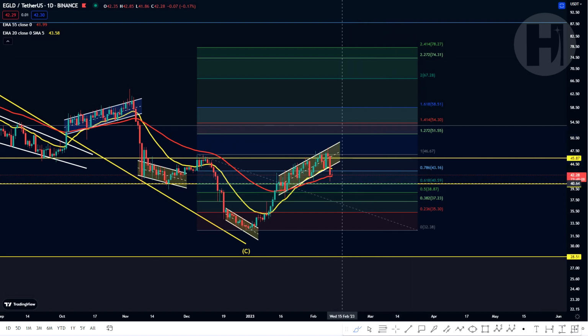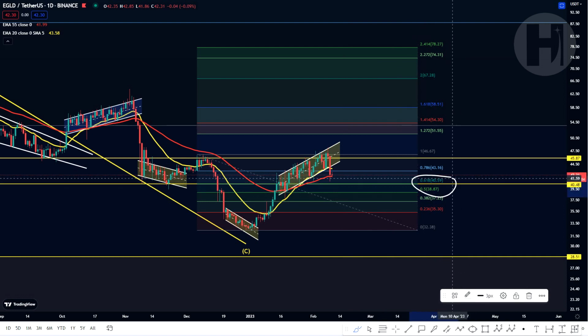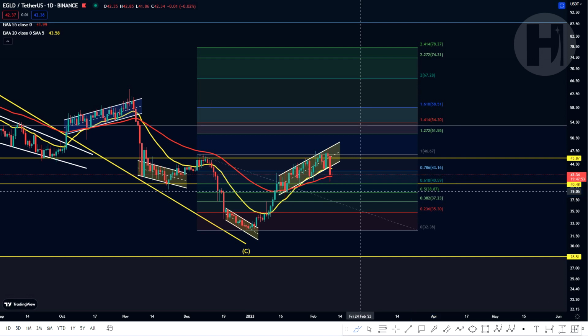But I would be setting up the buy limit orders in this area. In fact, I do have a buy limit order set up for Egld right now, and all about my buy orders, all about my trade alerts, all about that you're going to find on Patreon. So if you want to stay up to date with my portfolio, you can check it out. There's going to be a link down below.